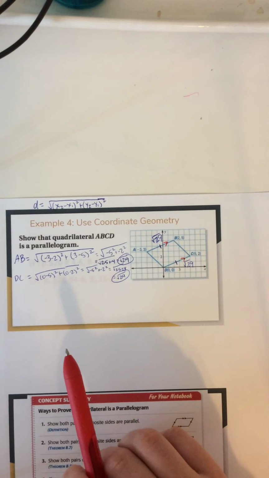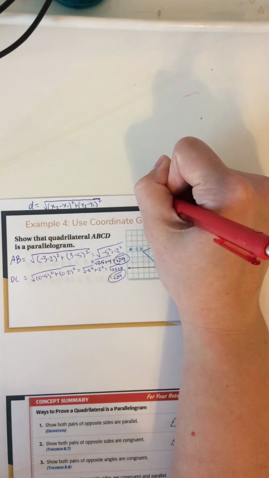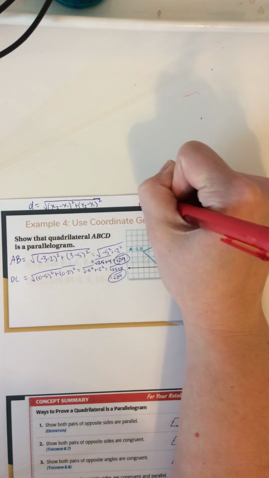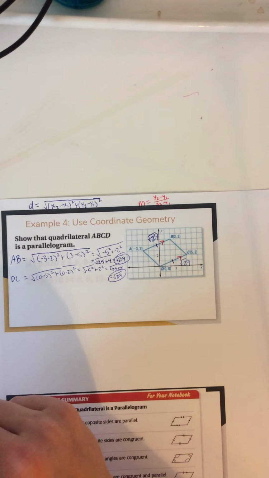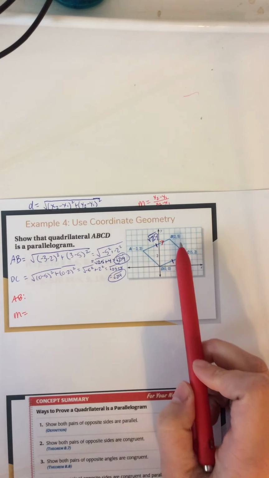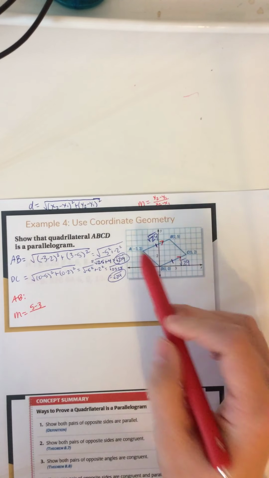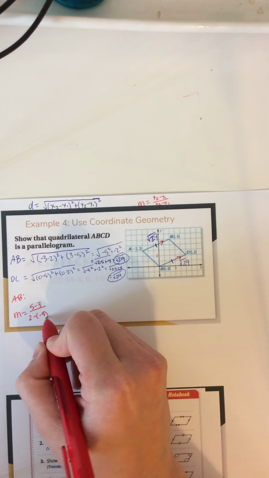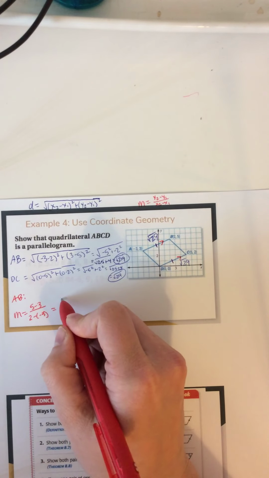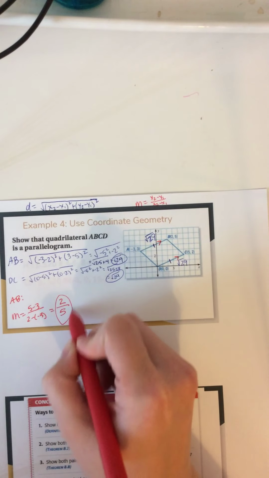Now, to see if they're parallel, we're going to want to use our slope formula. And we know our slope formula is y2 minus y1 over x2 minus x1. It's a little bit easier. Less square roots, no squaring. So to find the slope of AB, I got 5 minus 3 over 2 minus -3. 5 minus 3 gives me 2. 2 minus -3 is like 2 plus 3. So it gives me 5. So I have a slope of 2/5.